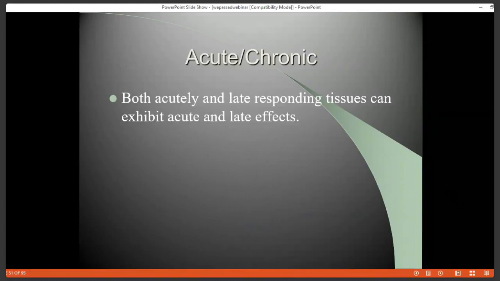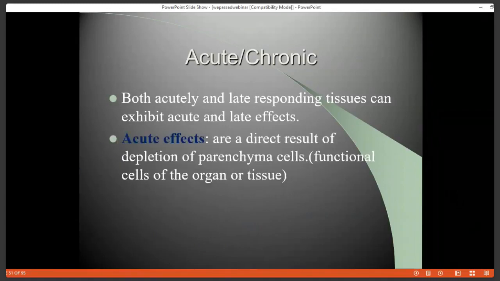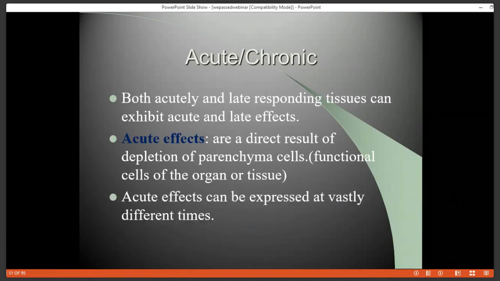Both types of tissues, both acute and late responding tissues, have both acute and late effects, early effects and effects that happen a little bit longer after. So acute effects are really a direct result of depletion of the parenchymal cells, or the functional cells of the organ or tissue. So as dose builds up and these cells start to die off, we start to see acute effects as a relationship really to directly killing cells in the tissues or organs themselves.